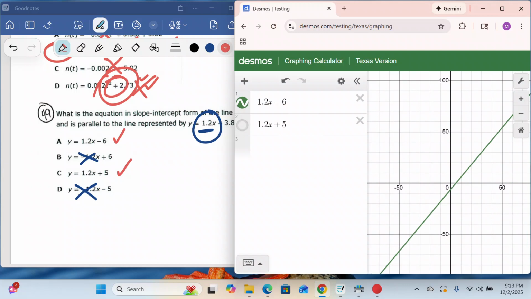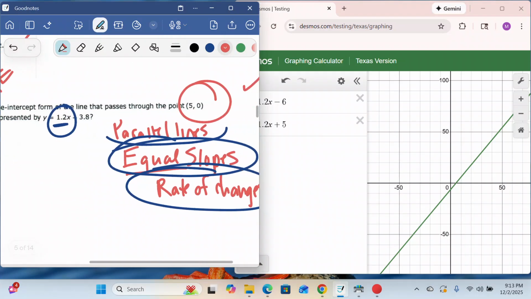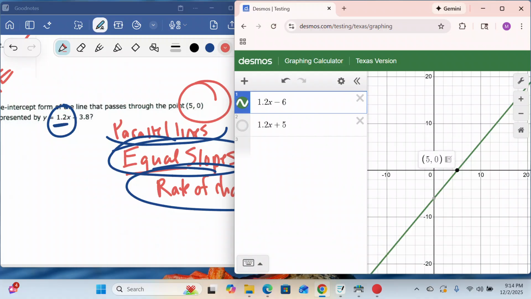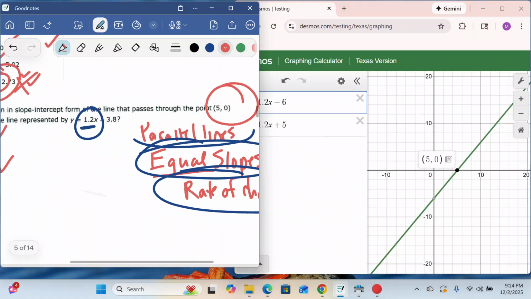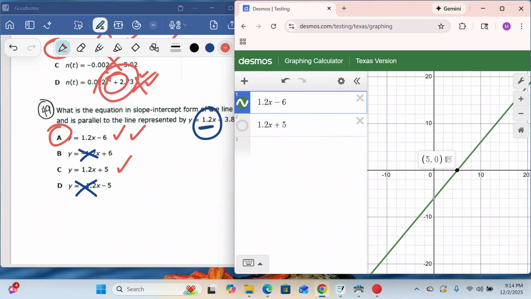So the one line that I have here, the point has to have 5, 0. So I've got to enlarge it and see, does it pass through 5, 0? There it is. It does. So that is my answer. 5, 0. Right now that's looking like it might be correct, but I want to check the other one. So this one could be an answer. Let's check the other one.